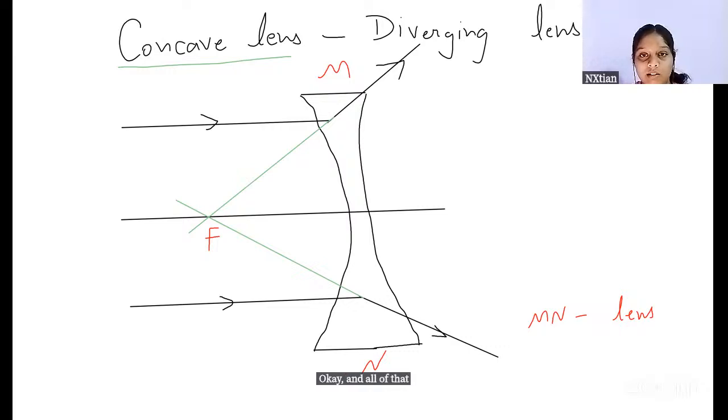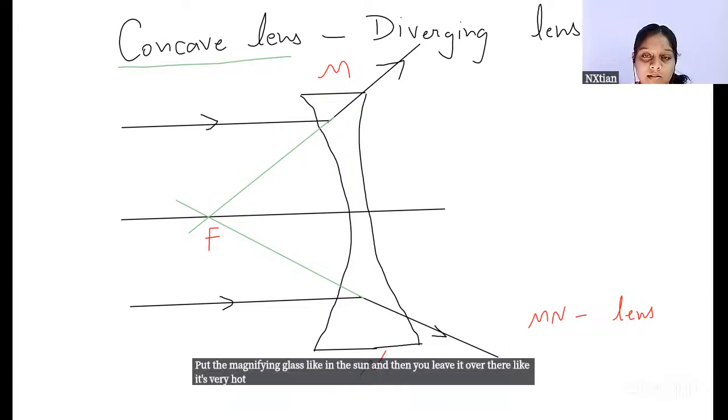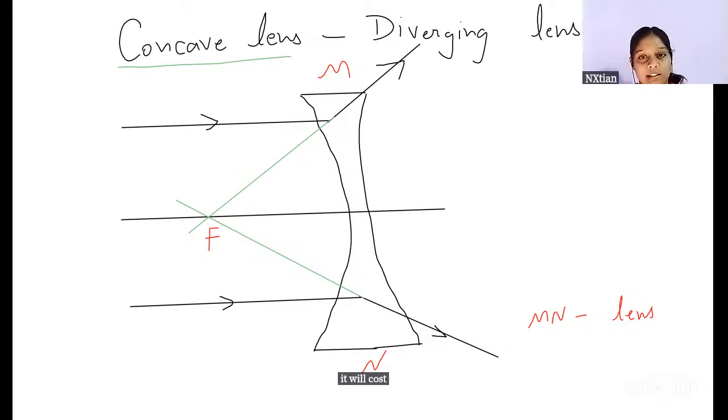When you put the magnifying glass in the sun and leave it over there, it's very hot, it will cause fire. Is it because the convex lens is converging all the sun's rays at one point? Yes, because it's converging all the sun's rays at one point. That's right, Eva.